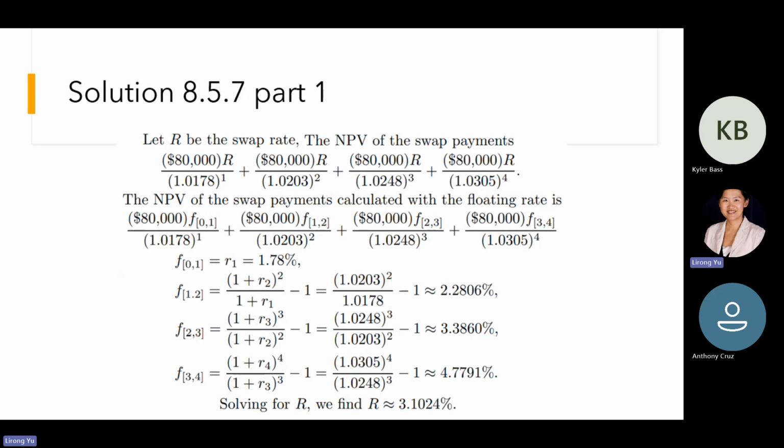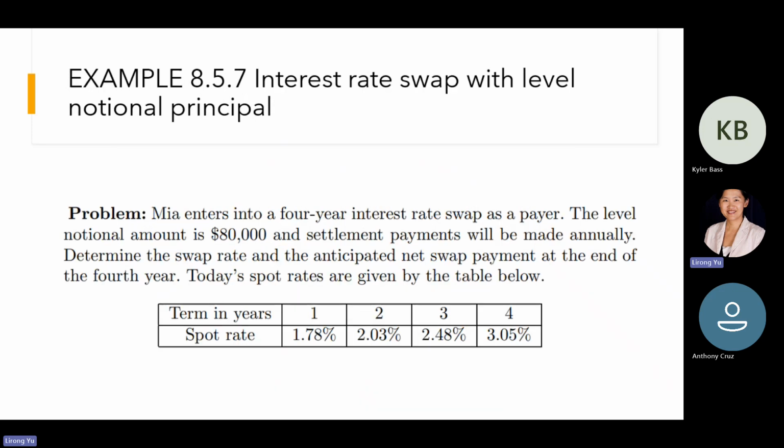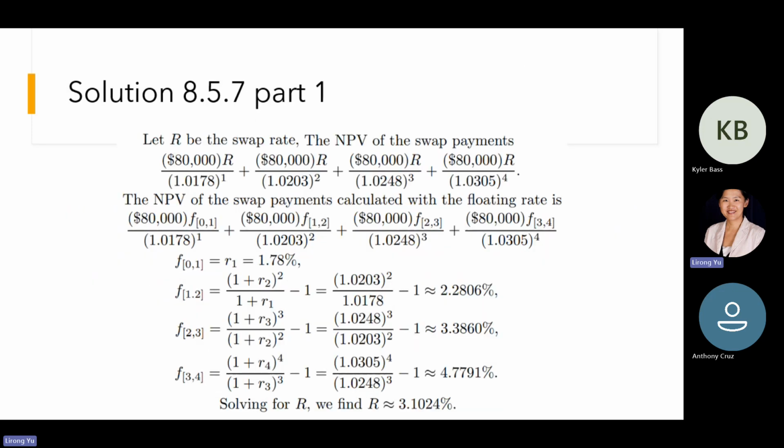And then we're going to talk about the floating rate cash flow. For that, you have to use all your spot rates. You have to calculate your floating rate. Here are the floating rate calculations. And then putting in the floating rate in your equation, you're going to solve for R. So we're setting the first equation equal to the second equation, solve for the R. And the R equals 3.10.